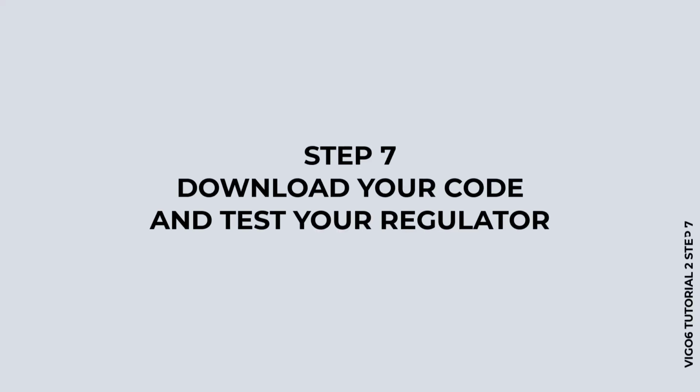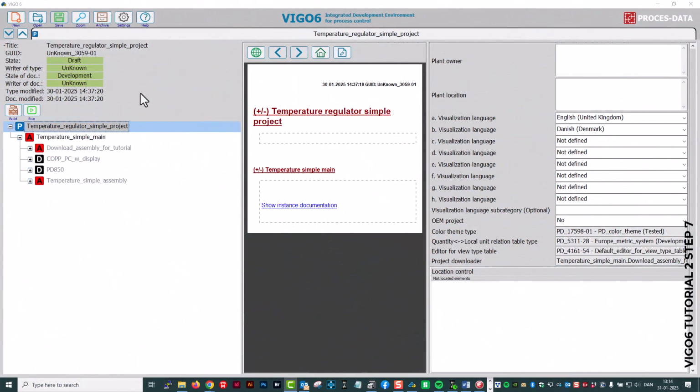Step 7. Download your code and test your regulator. You can now power on the modules.